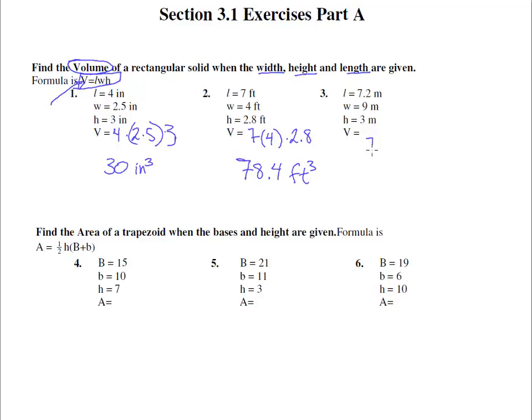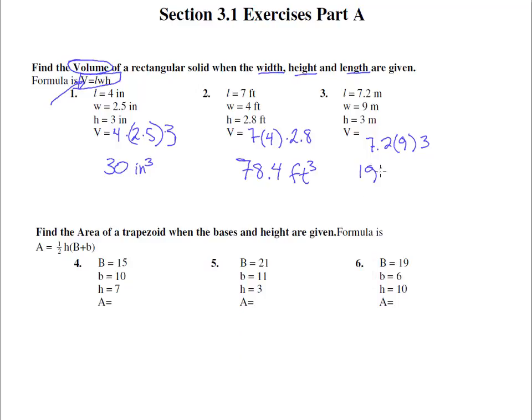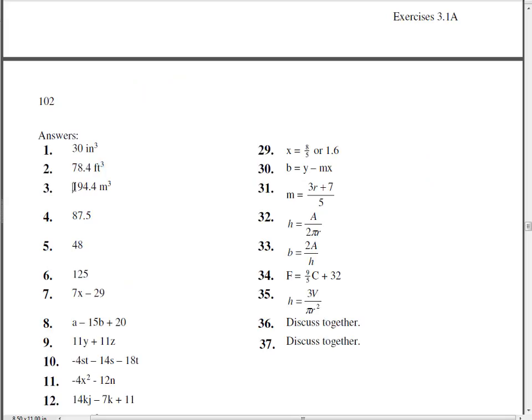Volume equals length times width times height. 7.2 times 9 times 3 equals 194.4. And this is meters times meters times meters. That's meters cubed, and all the volumes will have a third power on the end there. Check our answer, 194.4 meters cubed.